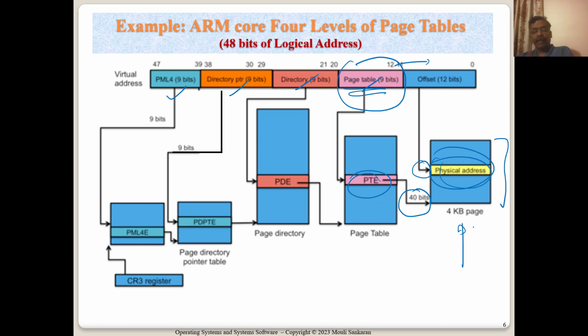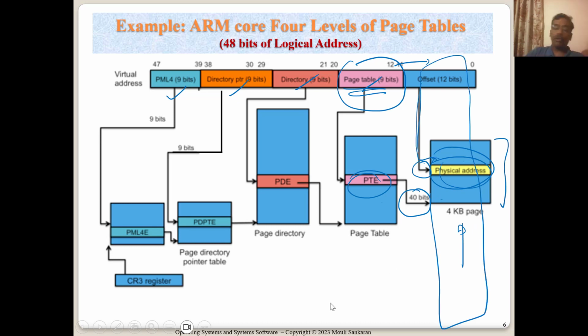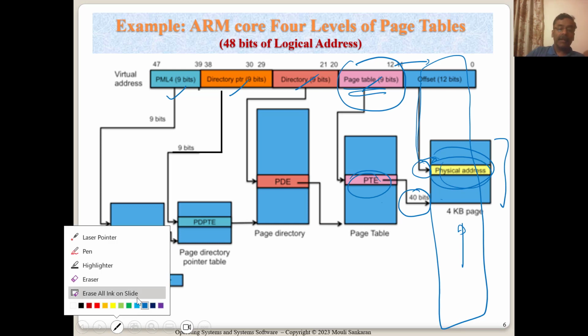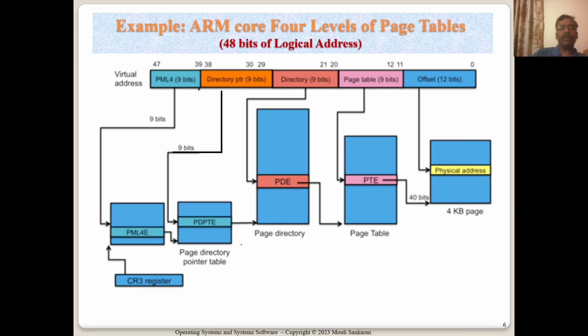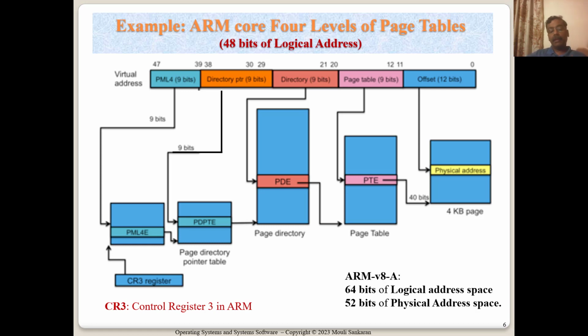I am showing only one frame. The entire main memory is there, and I am showing one frame, and then this offset is used in the address. This is the 4 kilobyte page. And this you don't need to worry about. I'm just showing you that 48 bits are used for accessing the logical memory, but they are divided into multiple pages and multi-level pages, and this is how it is done in a 64-bit processor. Now the logical address space is 64 bits and the physical address space is 52 bits.